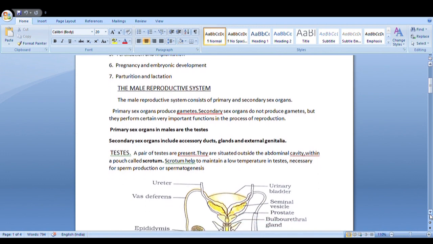The male reproductive system. The male reproductive system consists of primary and secondary sex organs. Primary sex organs produce gametes. Secondary sex organs do not produce gametes, but they perform certain very important functions in the process of reproduction. Primary sex organs in males are the testes. Secondary sex organs include accessory ducts, accessory glands, and external genitalia.